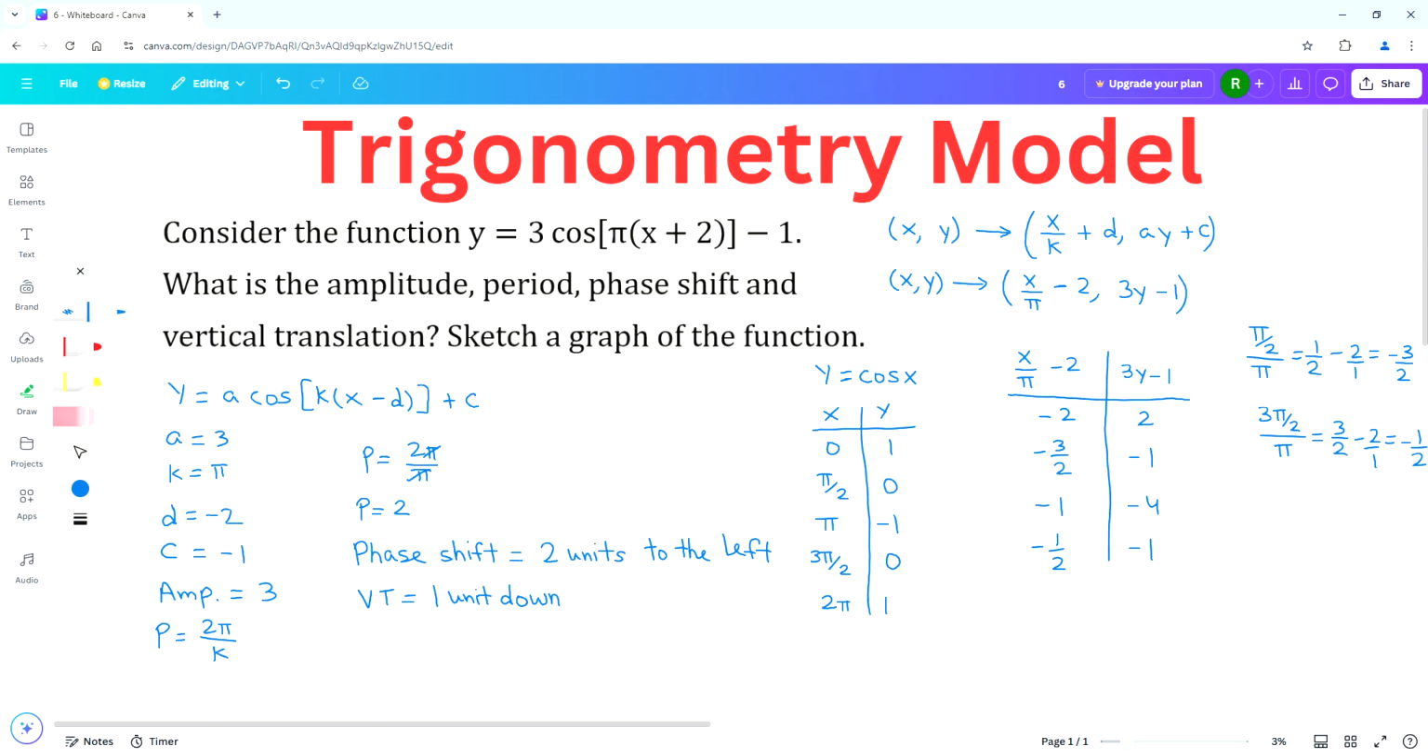The next x value is 2 pi. 2 pi over pi is equal to 2. 2 minus 2 is equal to 0. The y value is 1. 3 times 1 minus 1 is equal to 2. So these are the points that lie on the given transformed cosine function. We can plot these points to graph the function.